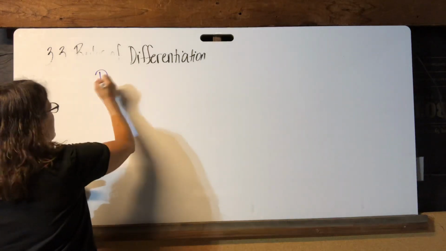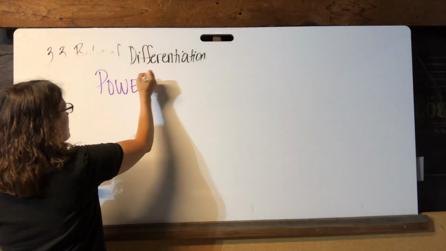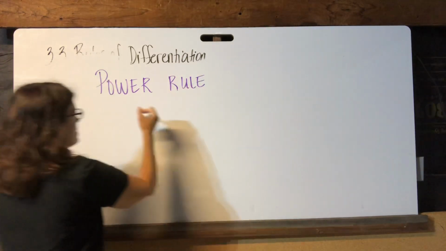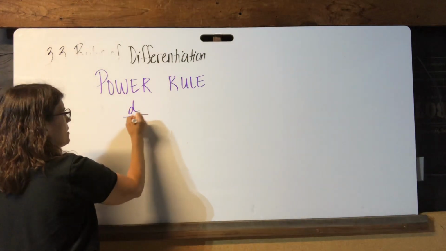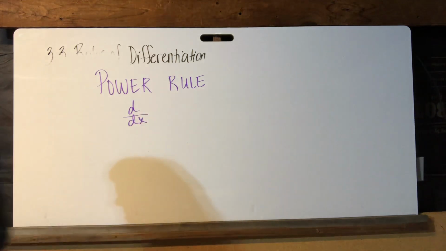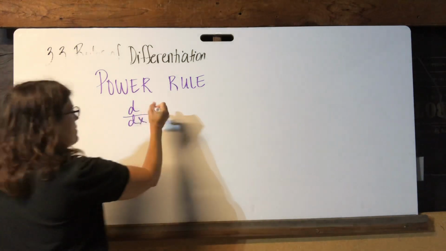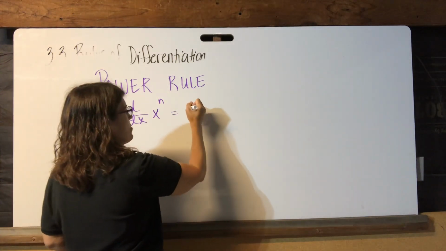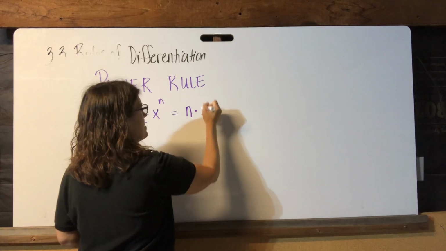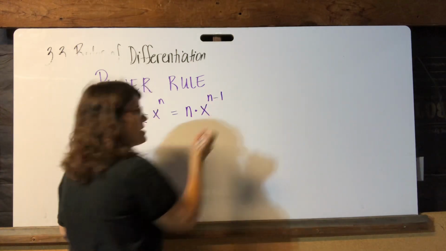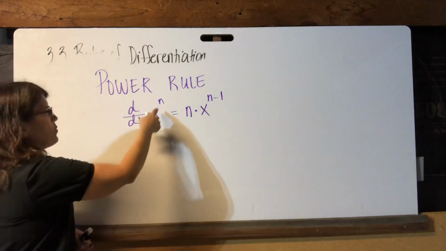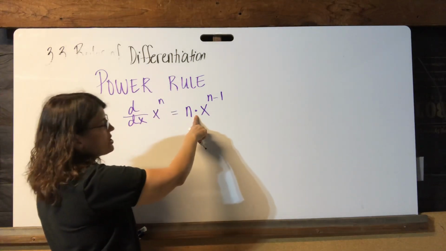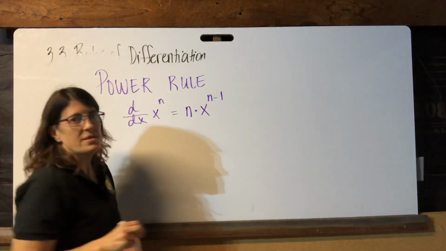The power rule says that the derivative of x to the n is equal to n times x to the n minus 1. You bring the exponent down in front as a coefficient, and then you multiply that by x, and you decrease the power by 1.